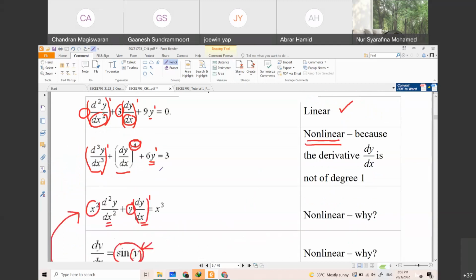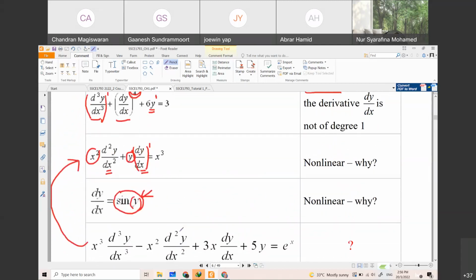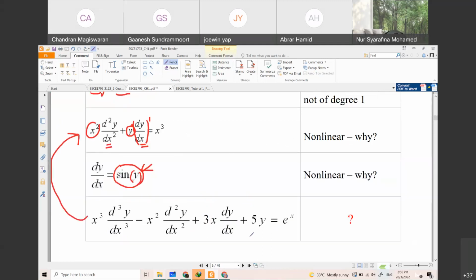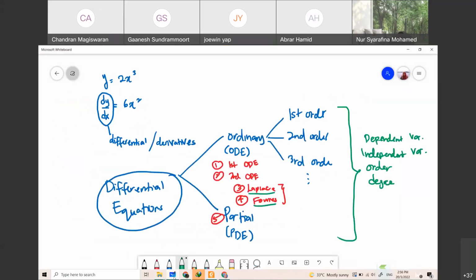Okay, so I believe all of you understand this. And what about the non-linear? Of course, other than the linear differential equation, just like we did here. Okay, now you know the difference between order, degree, and linearity. So these are all important in order for you later on to solve the differential equation. You have to know the order, you have to know whether it is linear or not, and so on.